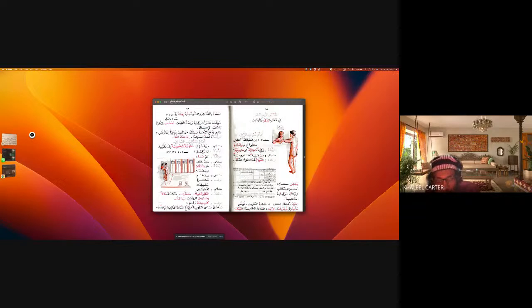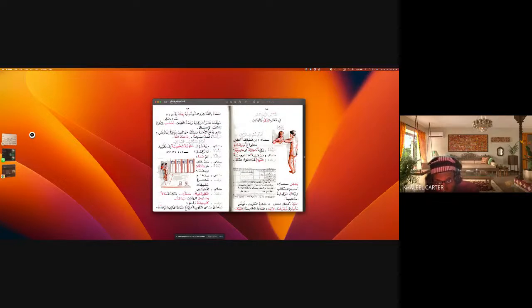But Barq also means lightning. But here in this story, yakhtafu al-Barqu abusarahum. So the Barq is lightning, like we see in the Quran, but here it's the telegram. So Imam Shubak al-Barq. Sammy here.